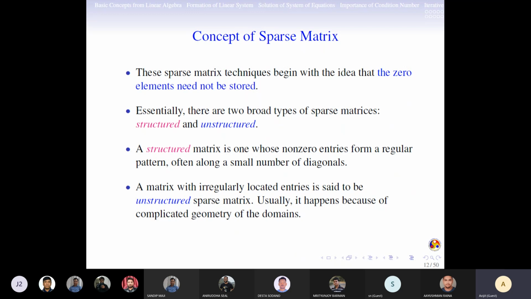Okay, so unstructured matrices happen when you are dealing with a domain which is not regular, not uniform. In that case, the unstructured sparse matrix can happen. So I am showing this by example. One more interesting thing is that the inverse of a sparse matrix is not necessarily sparse.